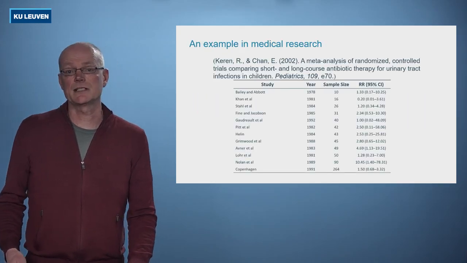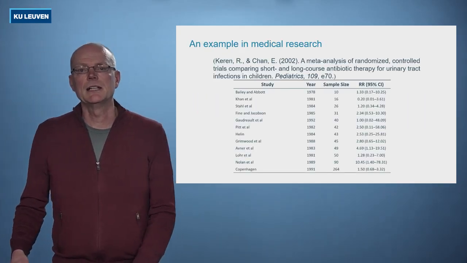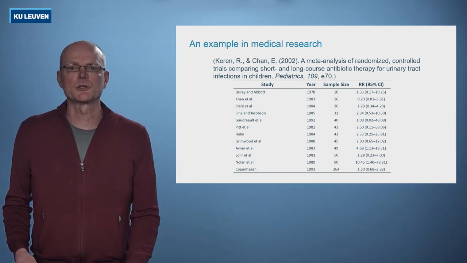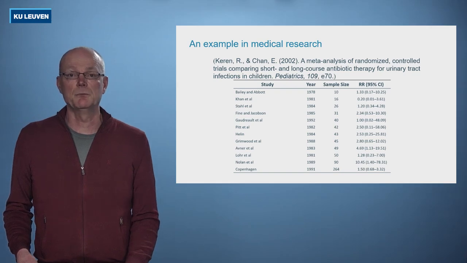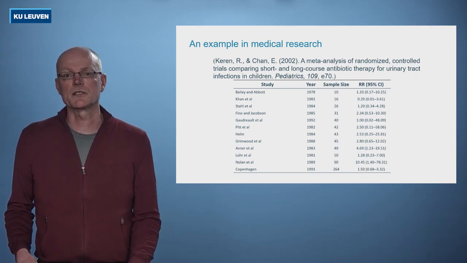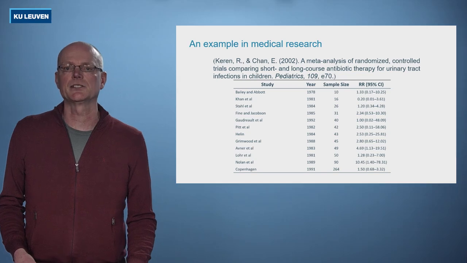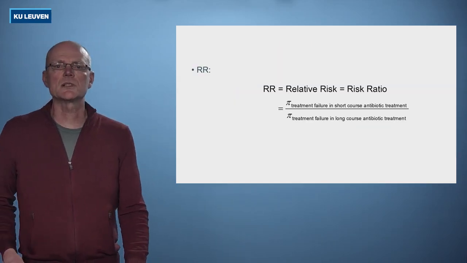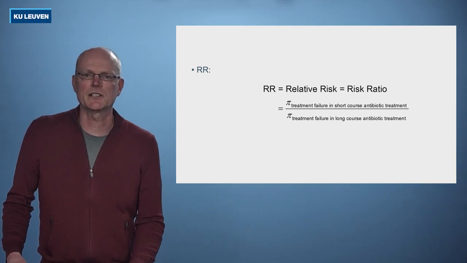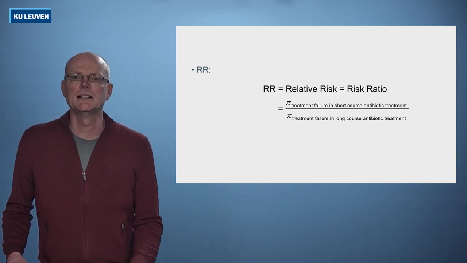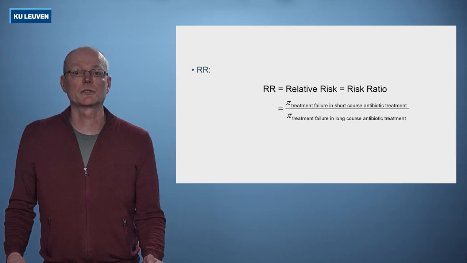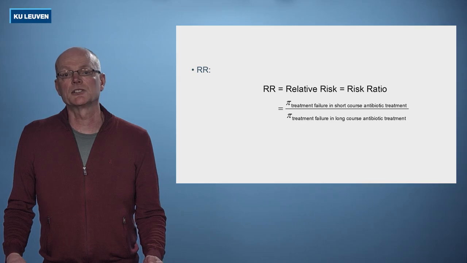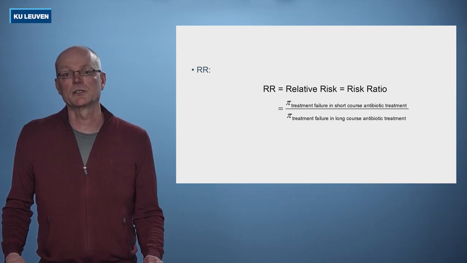A second example, an example from medical research. Kieran and Chen performed a meta-analysis of some randomized controlled trials, RCTs, comparing long course and short course antibiotic therapy for urinary tract infections. The measure that was used is the relative risk, or the risk ratio, which is the probability that the treatment does not work if a short course antibiotic therapy was given, divided by the probability that the treatment fails if a long course antibiotic therapy was given.